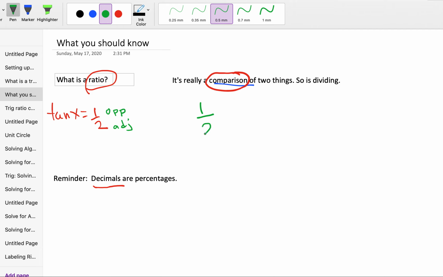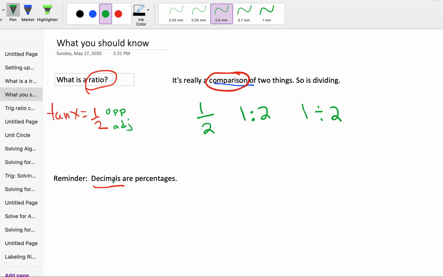Comparisons can be written this way, 1 to 2. We can make a ratio like this, 1 to 2. Even a division problem is a comparison or ratio, even though it is also something you can divide. But I mean, a fraction is also division. So these are all saying basically the same thing. For every 1 of something, you have 2 of the other. For every 1 boy, you have 2 girls. For every 1 cake, you split it into 2 pieces.